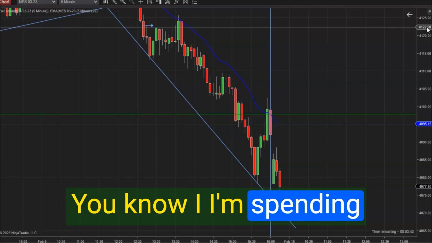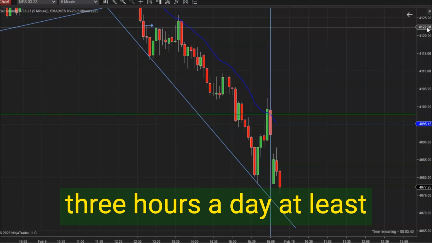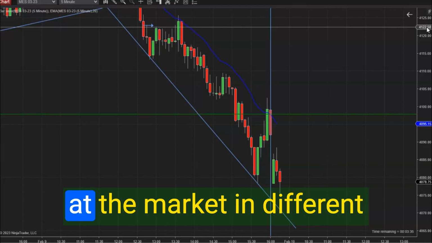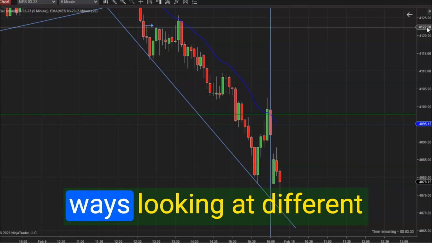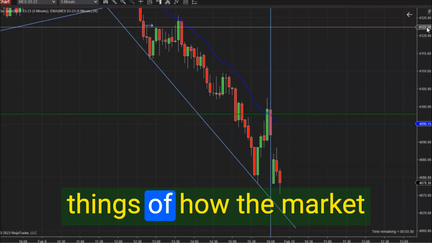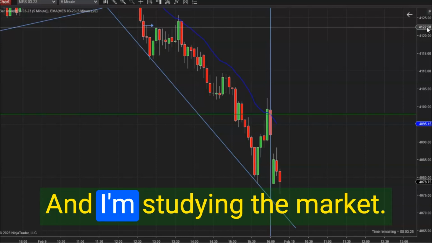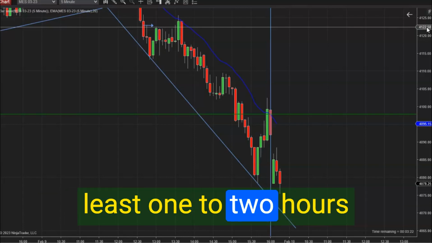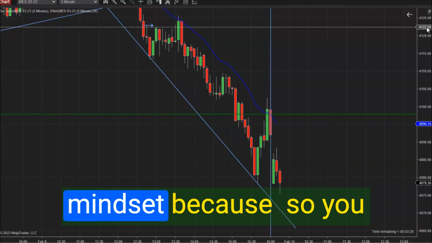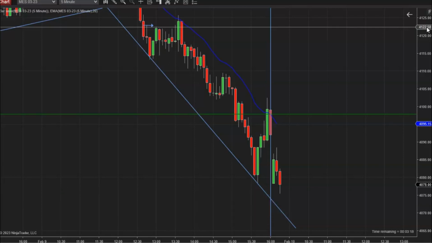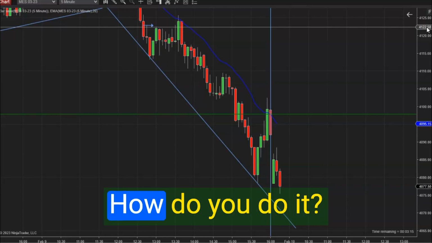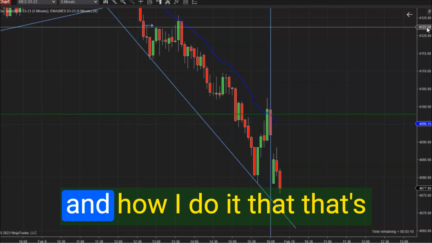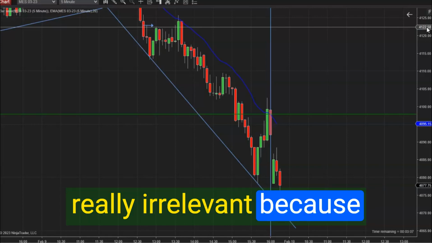I'm spending 3 hours a day at least reviewing my trades, looking at the market in different ways, looking at how the market reacts at different levels. And I'm studying the market. And I'm also spending at least 1 to 2 hours a day working on my mindset because people want to know, well, Joe, what do you do? How do you do it? Well, as far as exactly what I do and how I do it, that's really irrelevant because everyone's different.